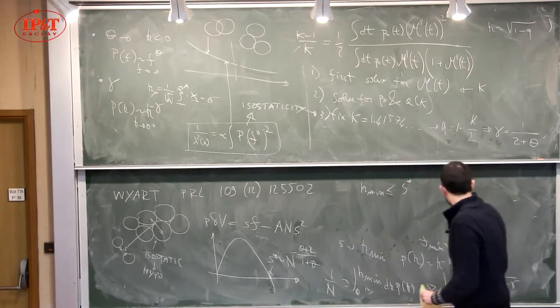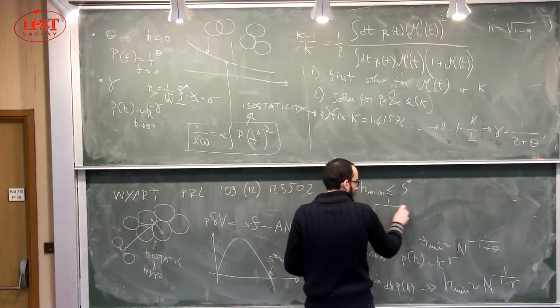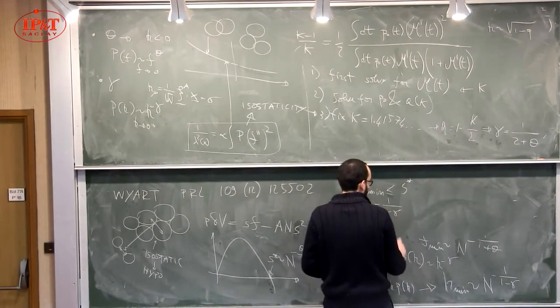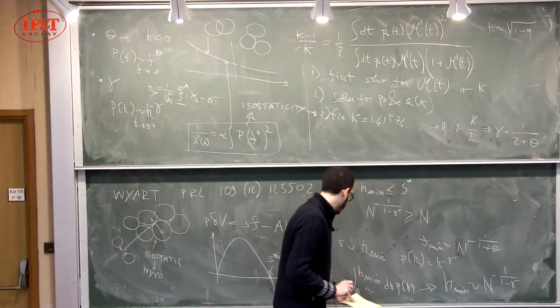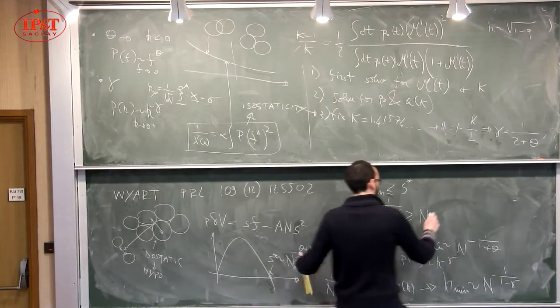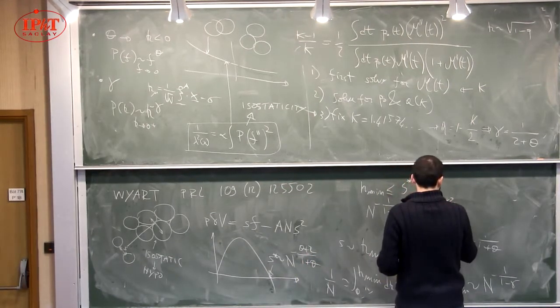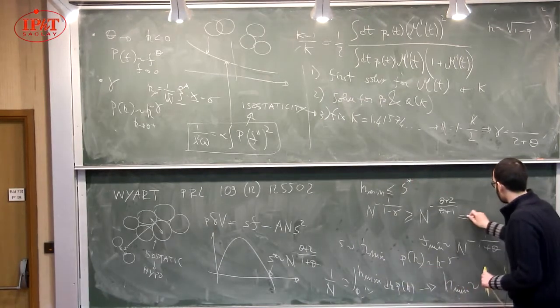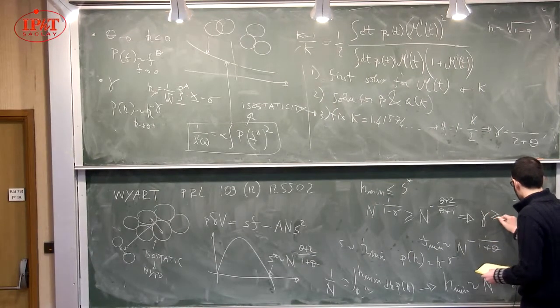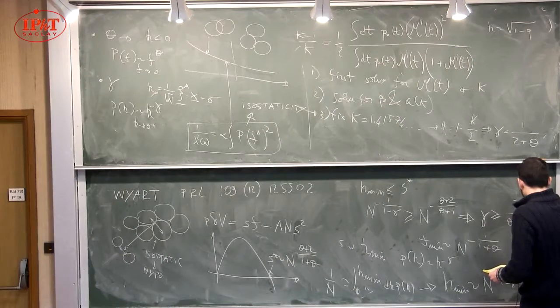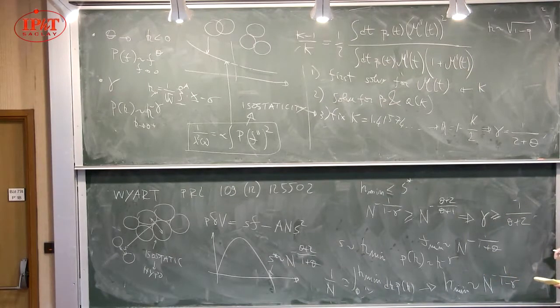Okay, so you have n minus 1 minus gamma, that should be greater or equal than n to 2 plus 3, here, this one. Theta plus 2 divided by theta plus 1. So if you do that, what you get is gamma greater or equal than 1 over theta plus 2. Okay, so what happens is that if you take real packings, this bound is saturated. So you have an equal sign here.